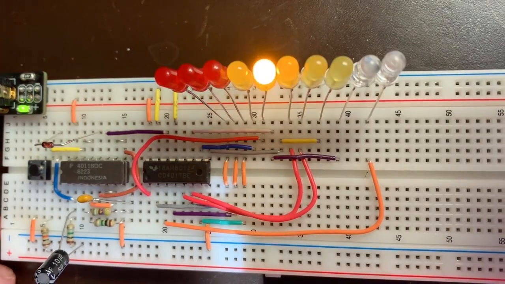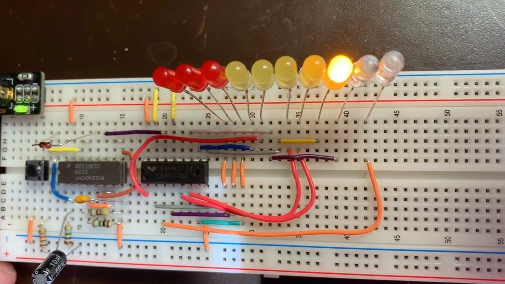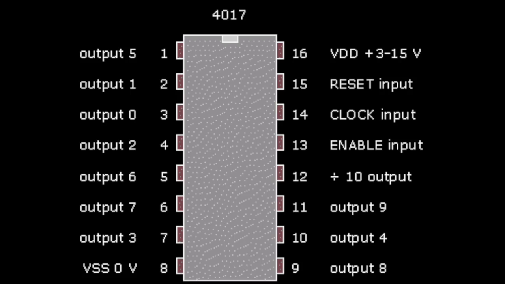The 4017 takes the clock signal used from the NAND gate oscillator as its input. Every time the clock signal goes high, the 4017 will count up and output on the pin corresponding to the number it is currently at. Once the 4017 reaches 10, it resets back to 0 to repeat.